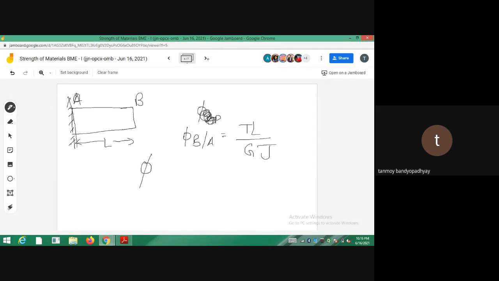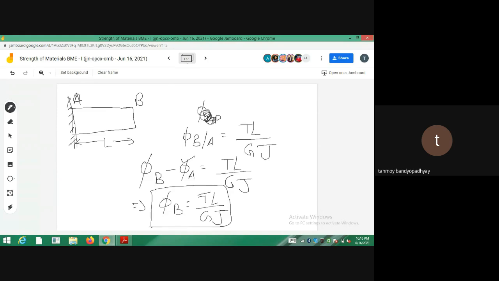So this is actually phi B minus phi A, that is equal to TL by GJ. Since in our case phi A is fixed, this is the twist at the free end. Just remember that this is the twist that is occurring at the free end of the element. So you can consider that at the point B.